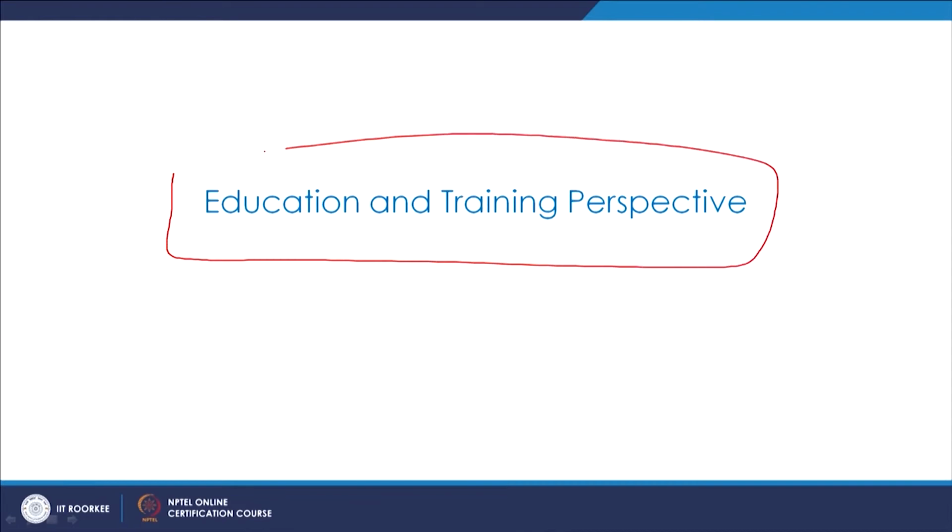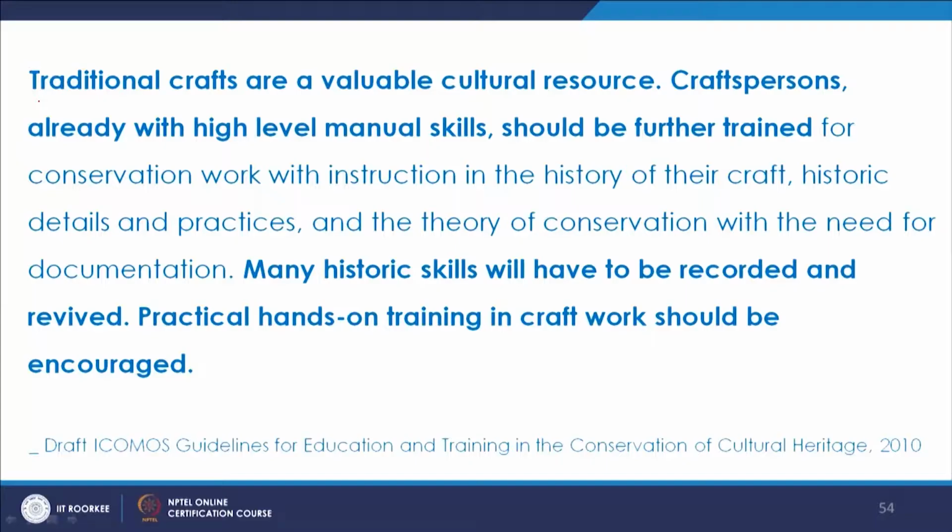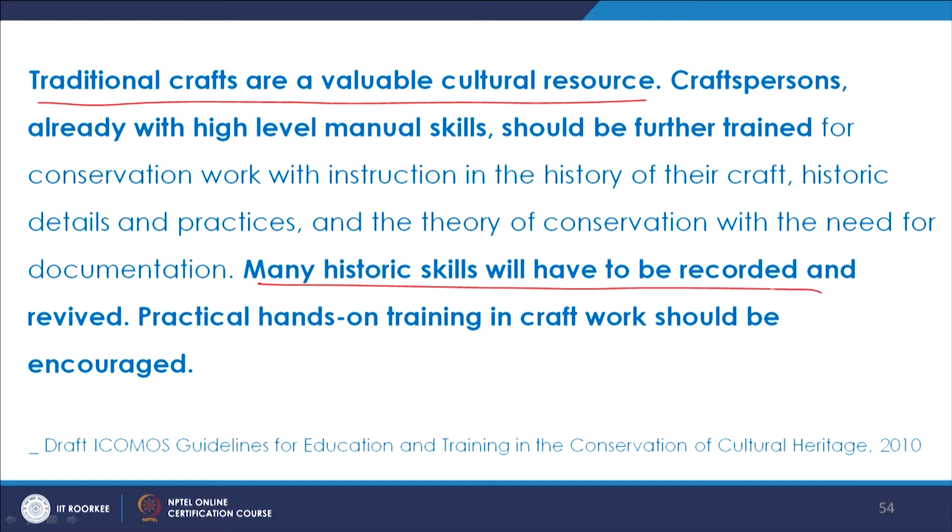Now talking about the education and training perspective, again I'll be just flipping over what all we saw. So we started by discussing some guidelines which are given by ICOMOS, and they specifically focus on the education and training part, especially talking about the field of conservation, where craft is a very important focus. So we could understand through these guidelines given by ICOMOS that traditional crafts are a valuable cultural resource, and that the historic skills will have to be recorded and revived.